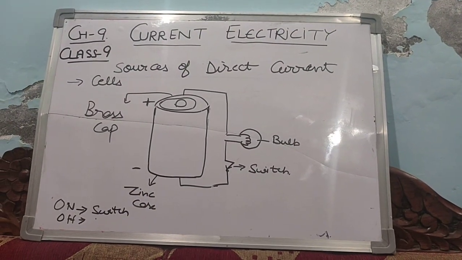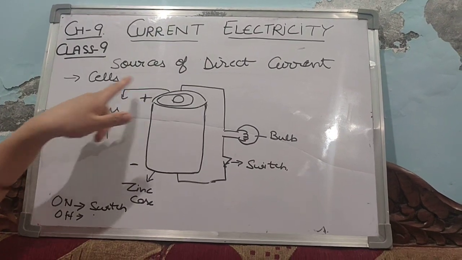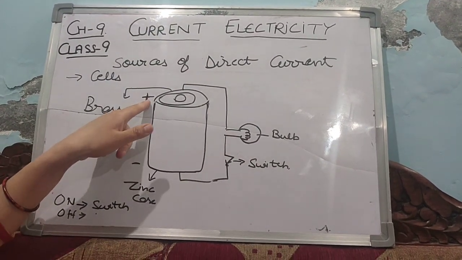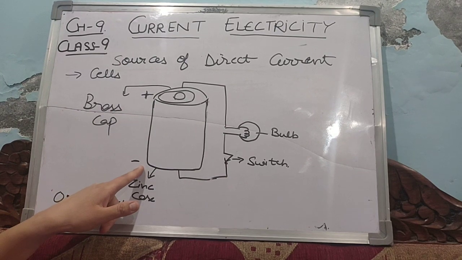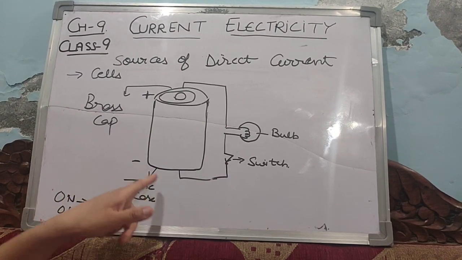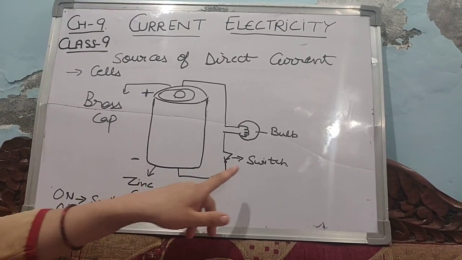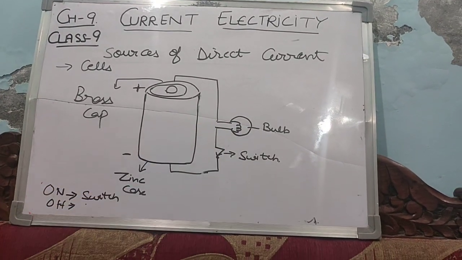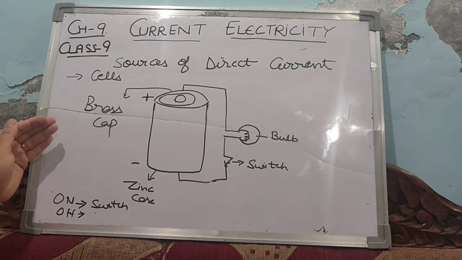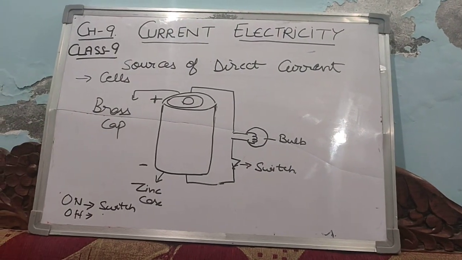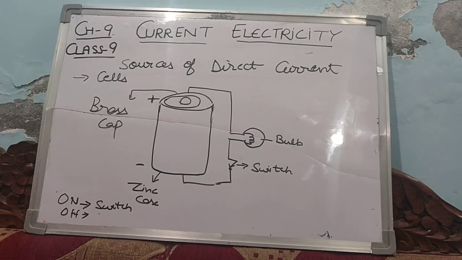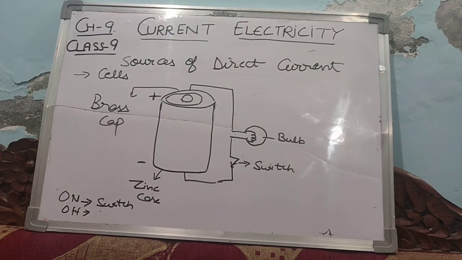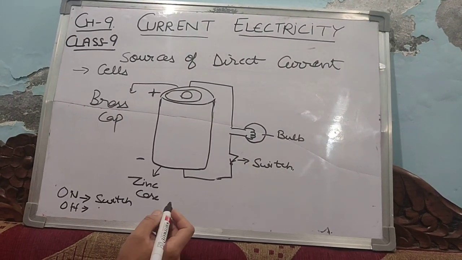You can see here from the figure, this is a brass cap of a cell and this is the positive terminal. Here you have the negative terminal of a cell and the base is made up of a zinc case. The switch is attached and the bulb is also there. Now when the cell gets discharged, it stops giving current and becomes useless.